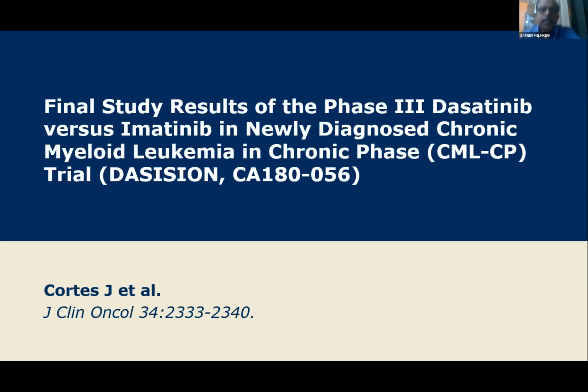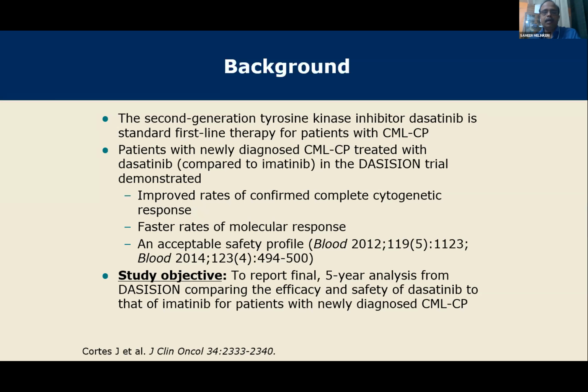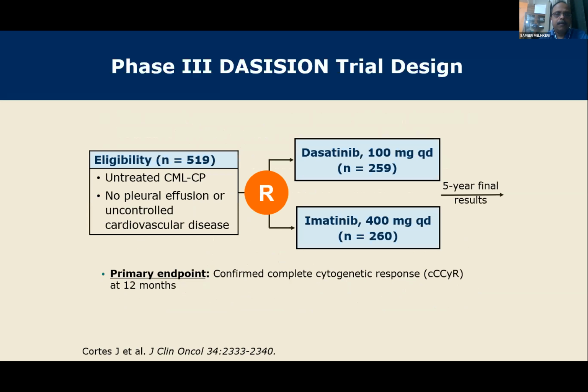All right, now I'm going to discuss two important studies. Just going to review these studies. The first is the DASISION study, which was a comparison between dasatinib and imatinib for first-line therapy of chronic phase CML. The objective was to look at the 5-year results of these patients. Patients were randomized between dasatinib 100 milligram once daily versus imatinib 400, and the primary endpoint was confirmed CCR at 12 months.